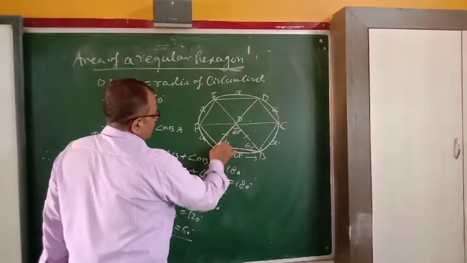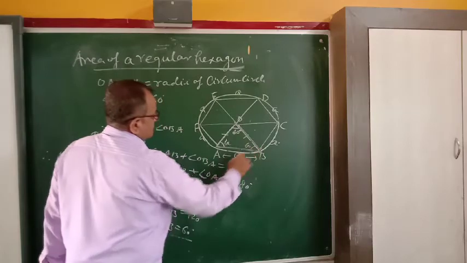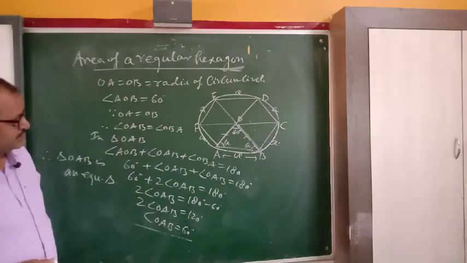So what is the area of an equilateral triangle? Root 3 by 4 into side square. I have told you in the previous video.